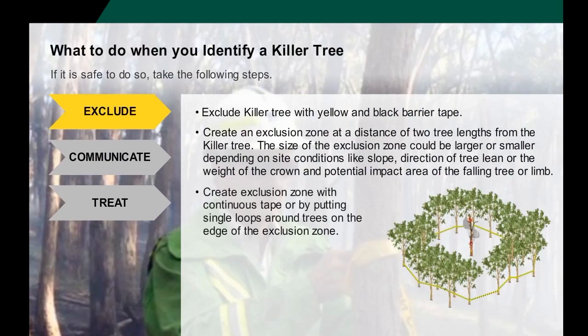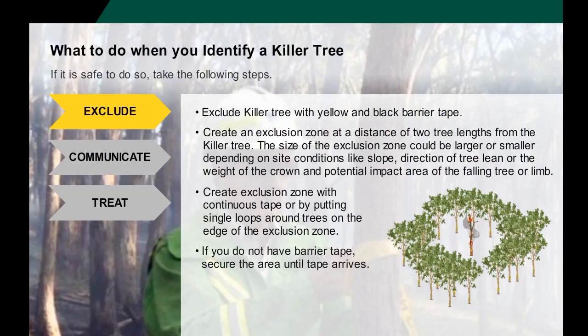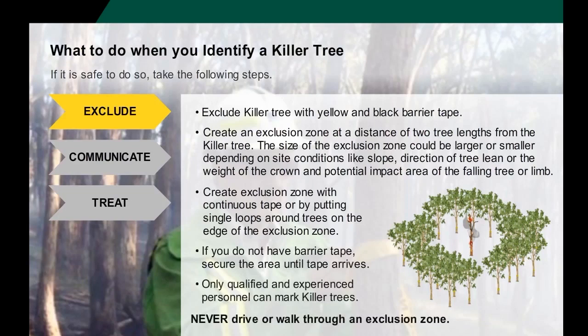Create an exclusion zone with continuous tape or by putting single loops around trees on the edge of the exclusion zone. If you do not have barrier tape, remain at a safe distance and warn all approaching personnel until tape arrives. Never drive or walk through an exclusion zone.